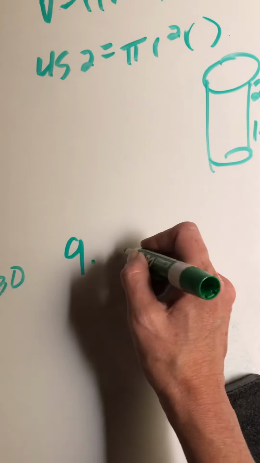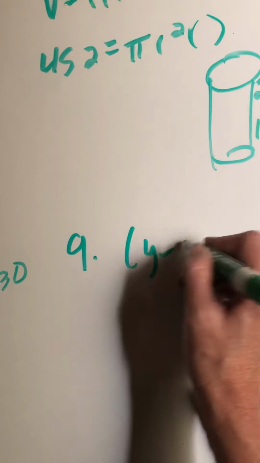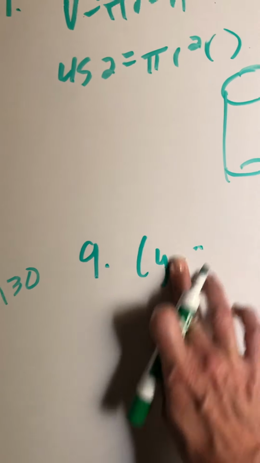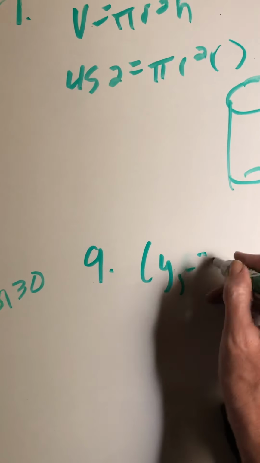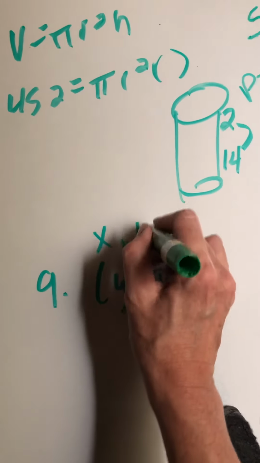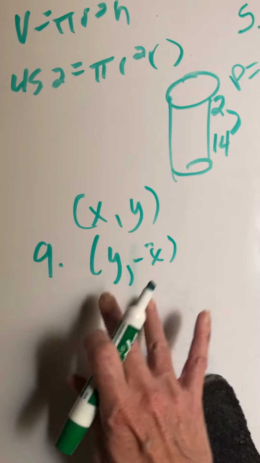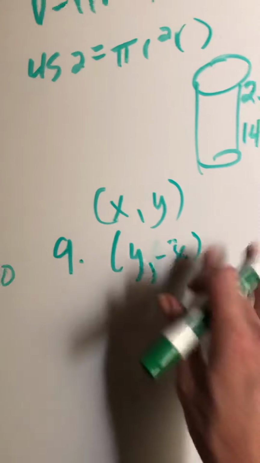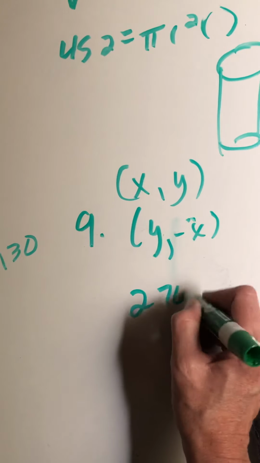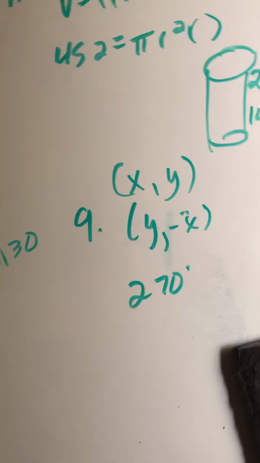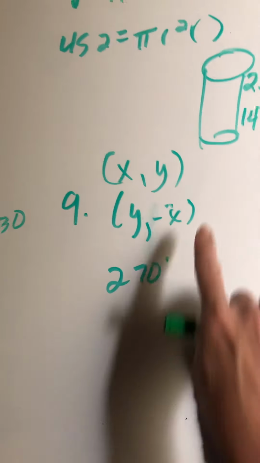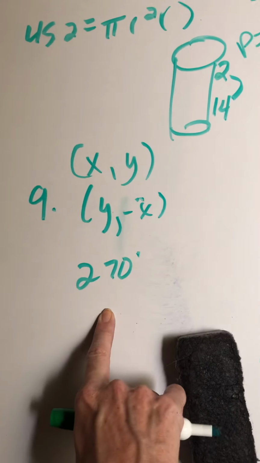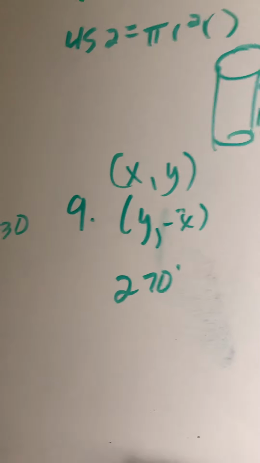Number 9 I wanted to talk about because each of these changes from x, y, and it flips and changes the sign of the x. So if you look at them, it flips and changes the sign of the x. So that is a 270-degree rotation. So I just wanted to talk about 9 and remind you what that 270-degree rotation is on that.